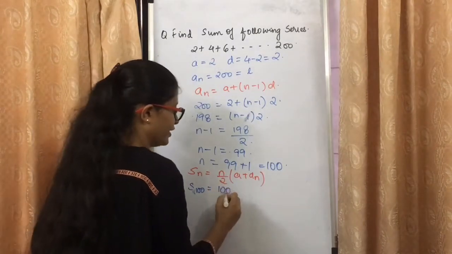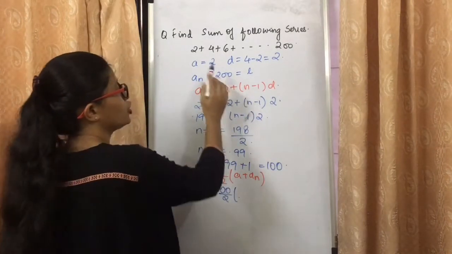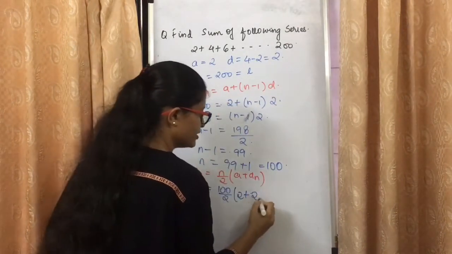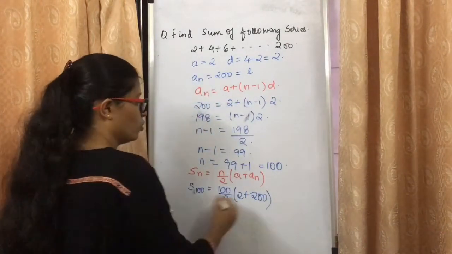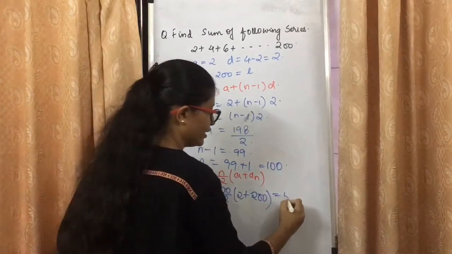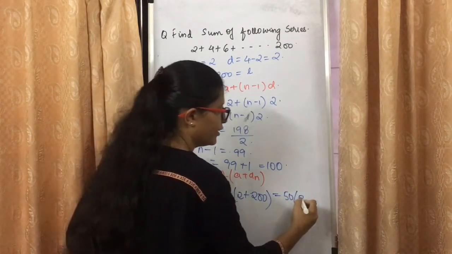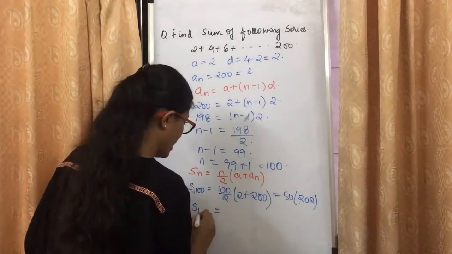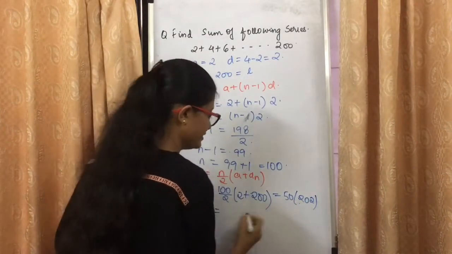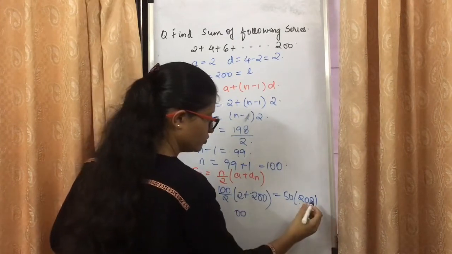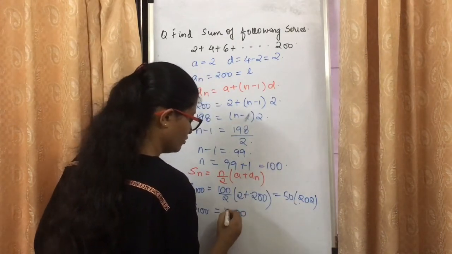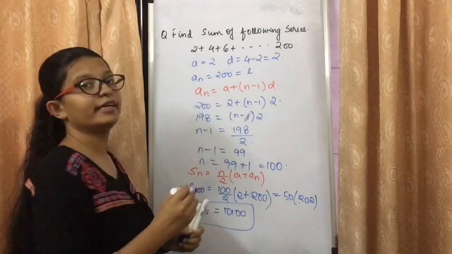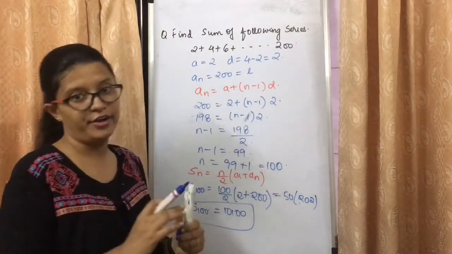So 100 divided by 2. What is a in the question? A is 2. 2 plus, and an given in the question is 200. So let's solve it. 100 divided by 2 will give you 50. 50 into 202. If you solve it, you will get 10100. 10100 will be the sum for the given series for all 100 terms.